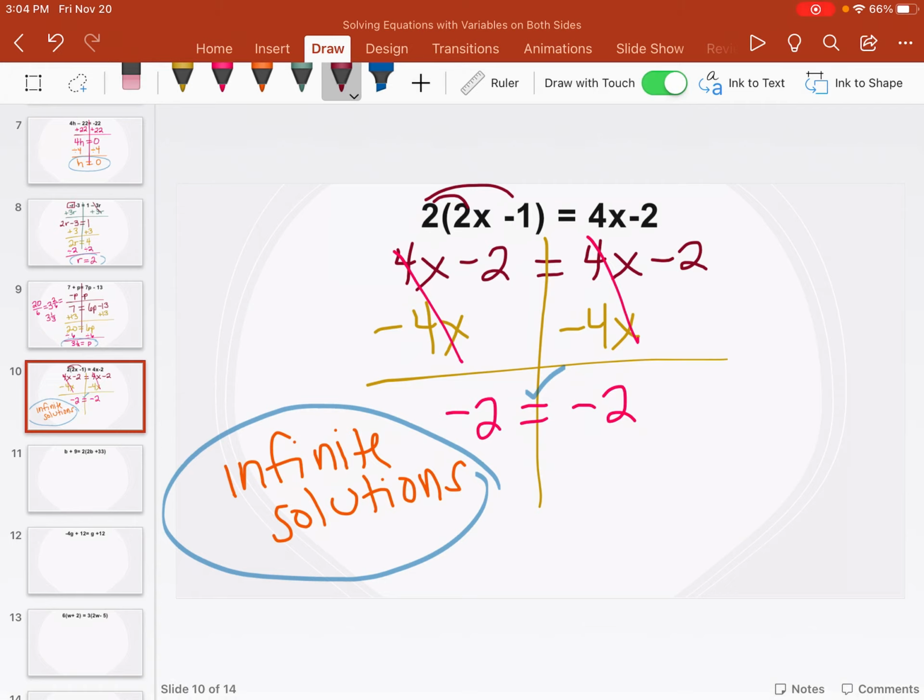Because they are identical. If you look back here, I'm going to erase this one step, just so you can see. Right here, I had 4x, so my coefficients were the same. I had -2, -2, my constants were the same. The two problems on either side of the equal sign are identical. Anytime they are identical, same signs, same numbers, everything, that's infinite solutions, and any number I plug in would make it true.